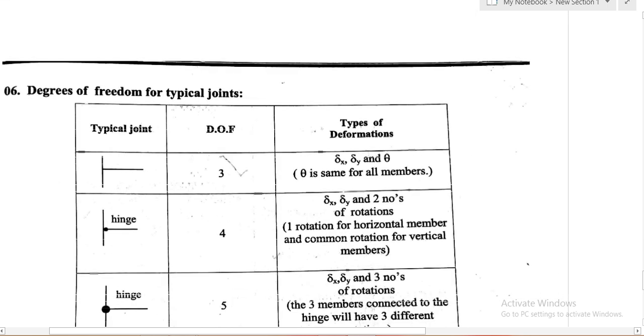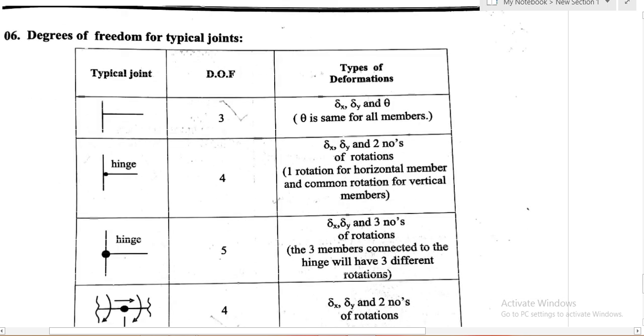Now I am giving you this as the degree of freedom in a typical joint. Take this as a formula. Suppose this is a typical joint. This joint can move, as I already told you, in the x direction, in the y direction, and in rotation. So the degree of freedom is 3: delta x, delta y, linear translation, and theta. Theta is the same for all members, for this joint or any joint you can take.